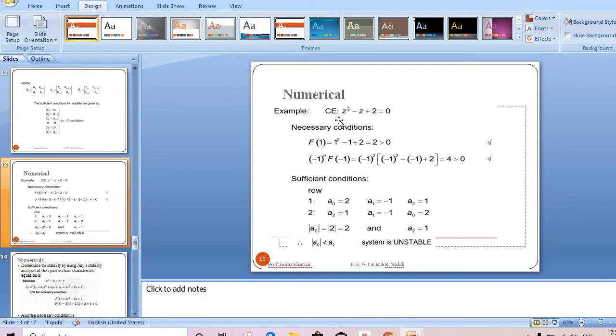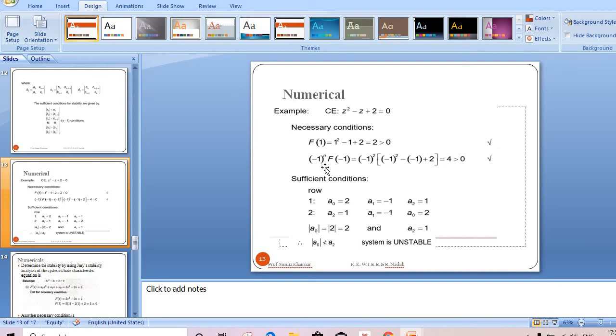The characteristic equation is given as z square minus z plus 2 equal to 0. First we will check the necessary conditions. So first we will find f of 1, which should be positive. When you put the value of z as 1, f of 1 becomes 1 square minus 1 plus 2. So it becomes 2, which is greater than 0. So f of 1 is greater than 0, hence this condition is satisfied.